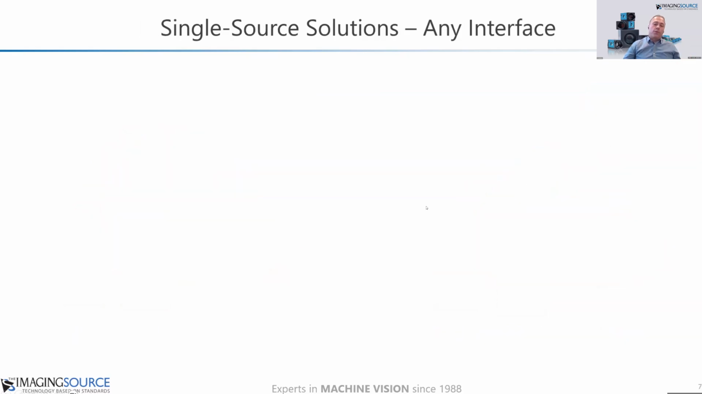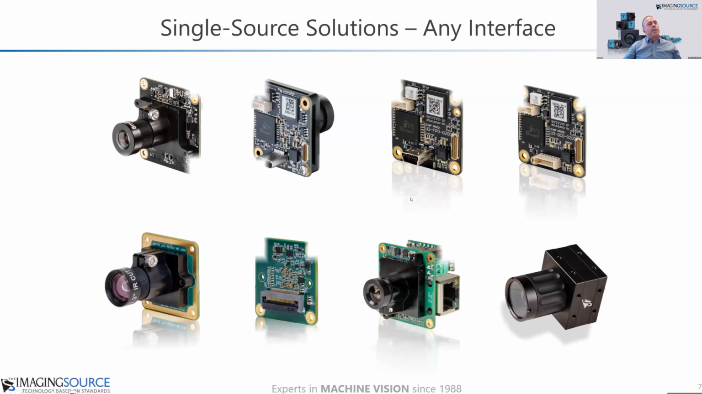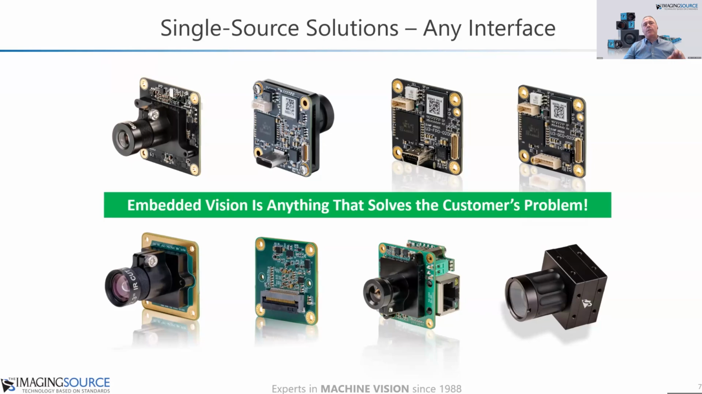So a very interesting question in every project is, what is the right camera interface? To be honest, we see everything and we don't make the mistake to limit ourselves or our customers in the camera interface. For us, embedded vision is anything that solves the customer problem. It could be a USB 3 camera with a Type-C connector, which supports both USB3 Vision and the USB Video Class, for example. It could be a USB 2 camera. It could be a USB camera via PicoBlade.